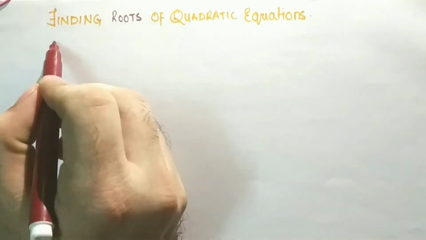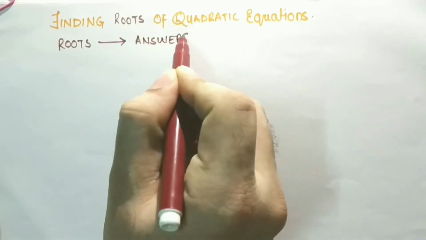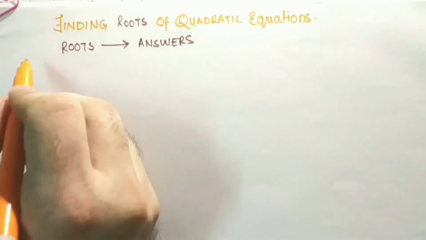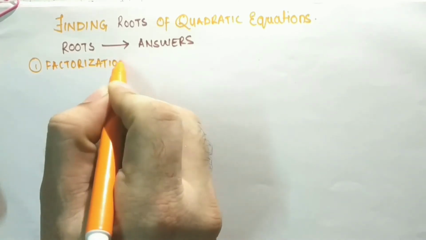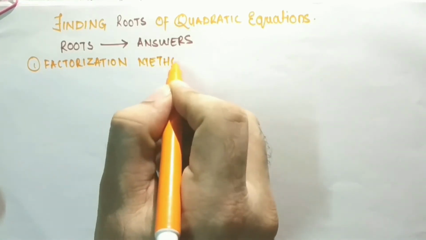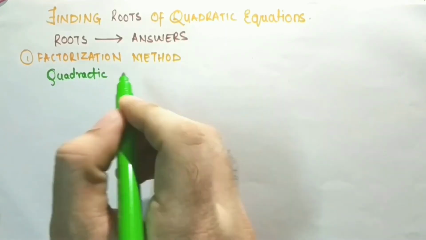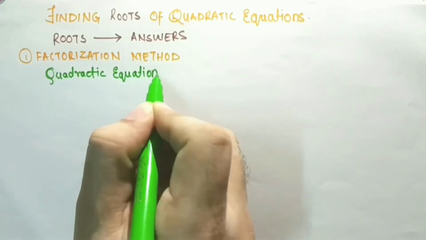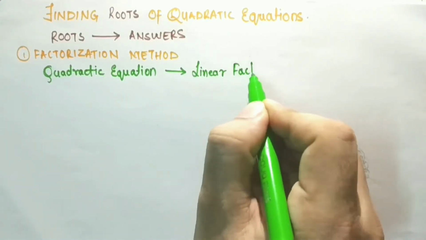Now roots are nothing but answers to a quadratic equation, where we find numbers specific to a variable. The first of these methods is the factorization method. Here we have a quadratic equation from which we find linear factors. These linear factors help us to find our roots.